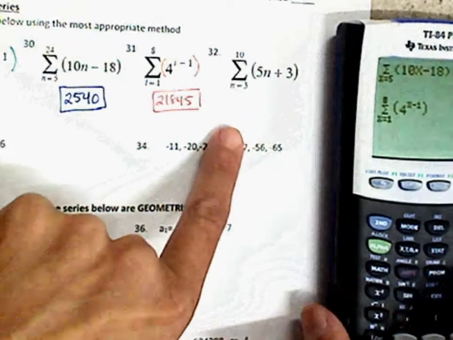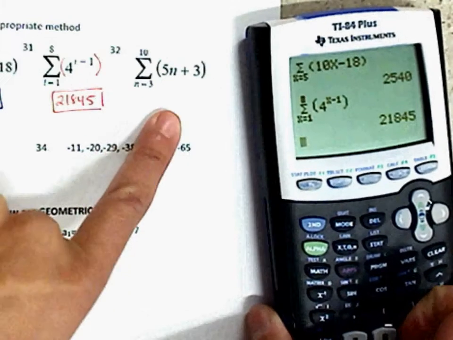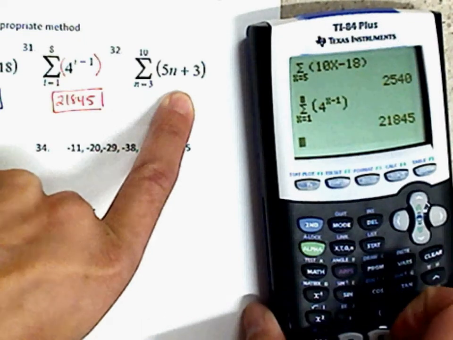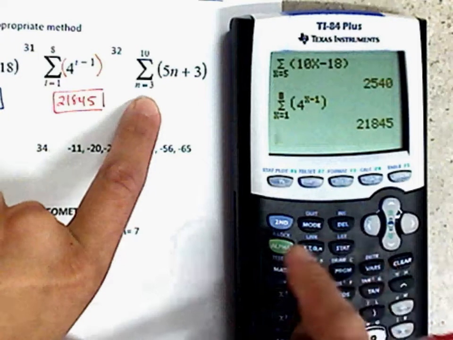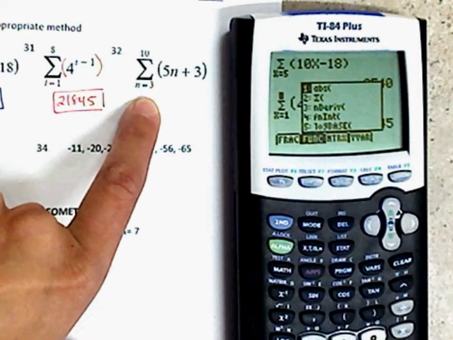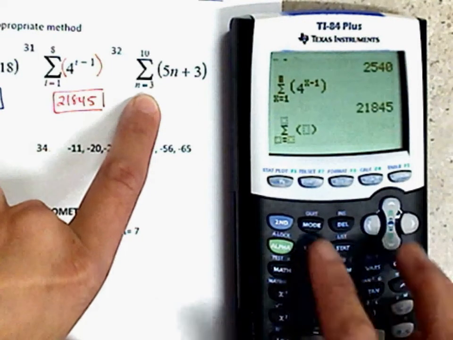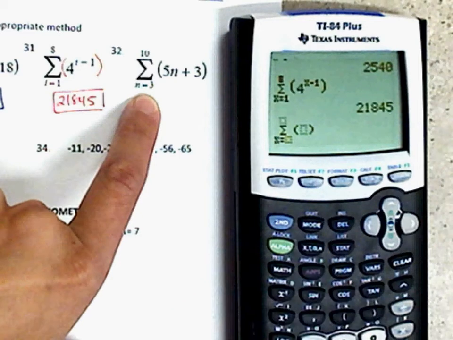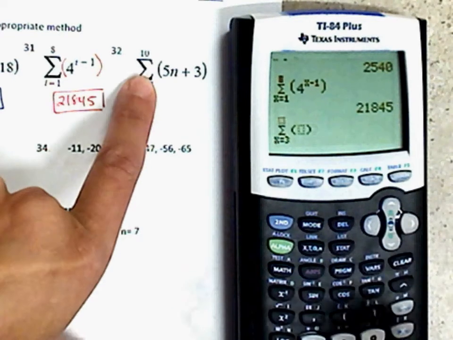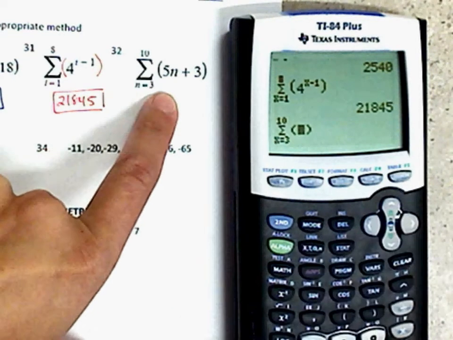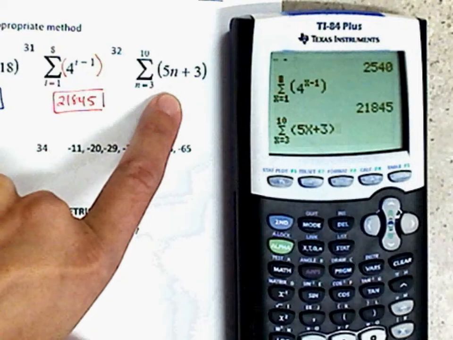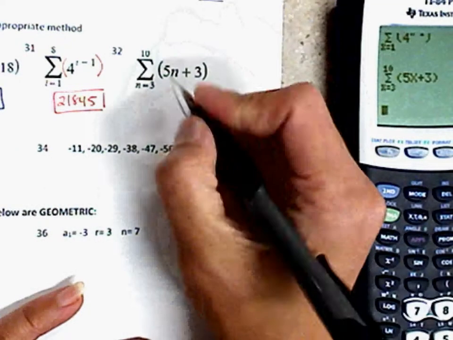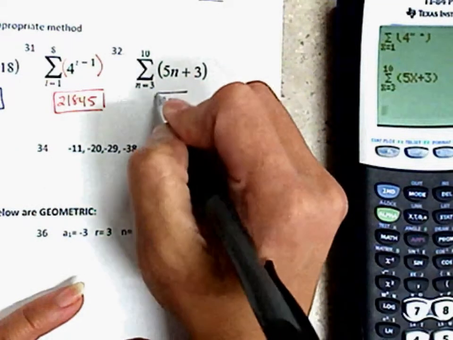Let's look at number 32. This one is arithmetic because n is not raised to a power. But be very careful how you type it in. Alpha window, number 2, here's your n. Starting at the 3rd term, going to the 10th term, and I have 5n plus 3. See how they match? That comes out to be 284.